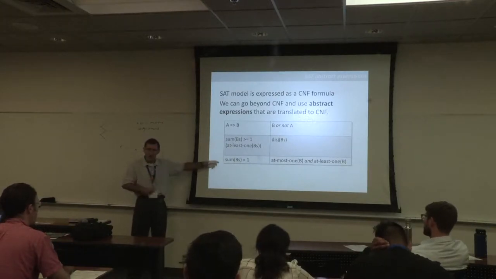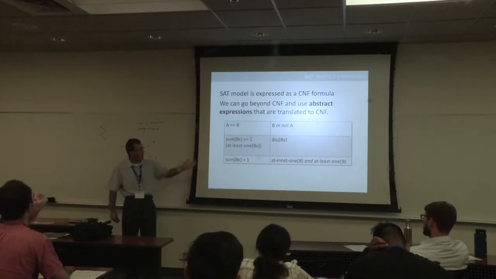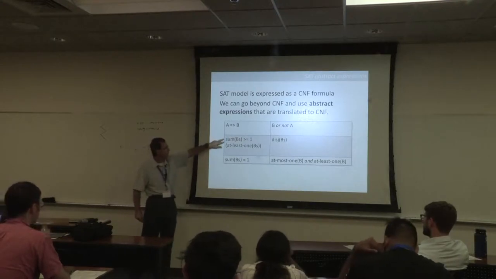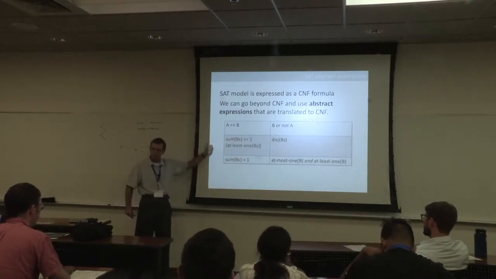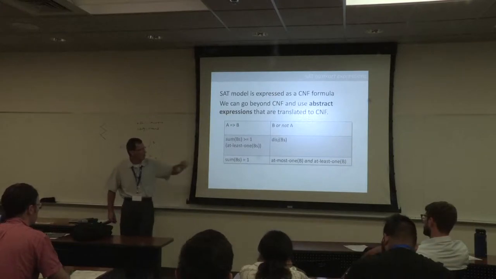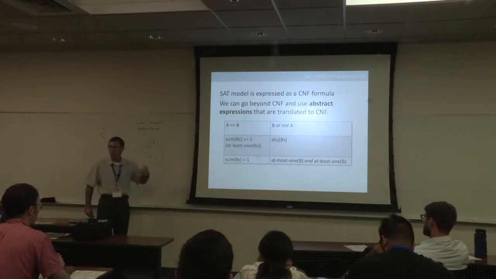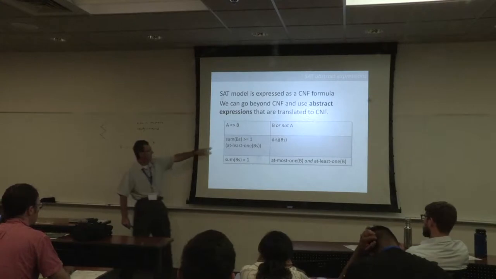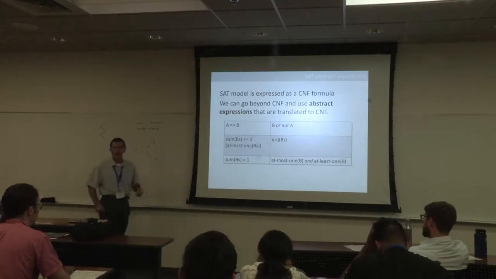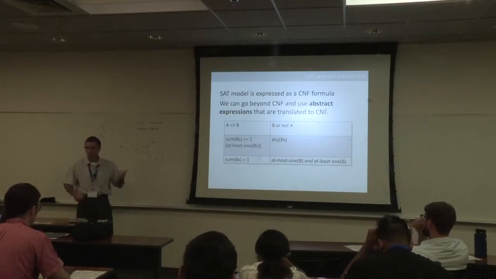Exactly one of these Boolean formulas equals 1, which can be translated to this one: greater or equal than 1, and smaller or equal than 1, meaning at most 1 and at least 1 type of constraint. So we can see that this is at least 1, and for at most 1, it's more tricky. We need to have a lot of disjunctions, for example.